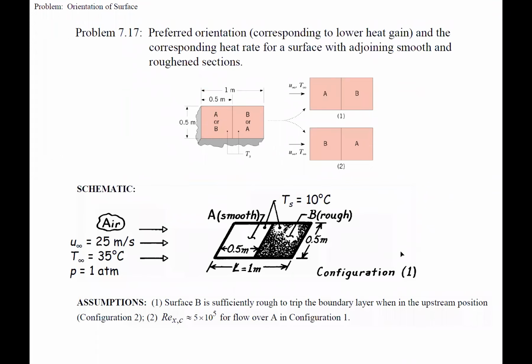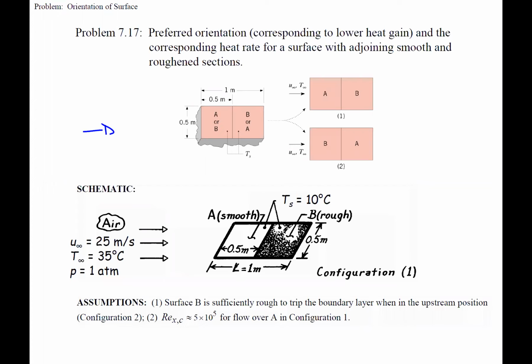All right, so then an example. Okay, we got 7.17. The top surface of a compartment consists of very smooth A and highly roughened B portions, and the surface is placed in an atmospheric airstream. In the interest of minimizing total convection heat transfer to the surface, which orientation, 1 or 2, is preferred? If the temperature of the surface is 10 degrees Celsius, T infinity is 35 degrees Celsius, and the free stream velocity is 25 meters per second, what is the rate of convection heat transfer to the entire surface for this orientation? And then they give the schematics you see up here.